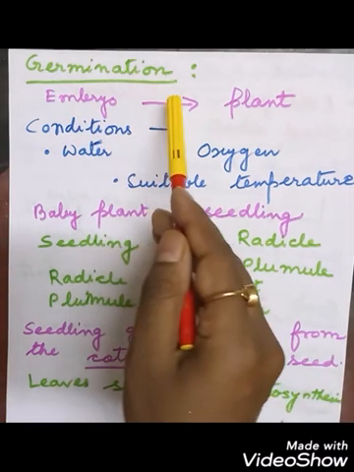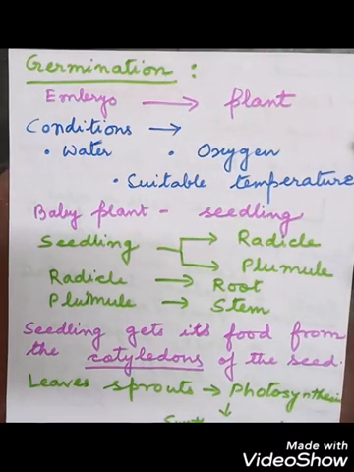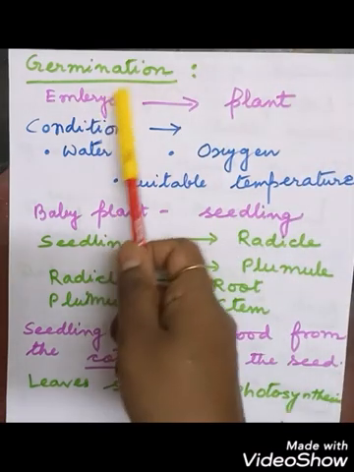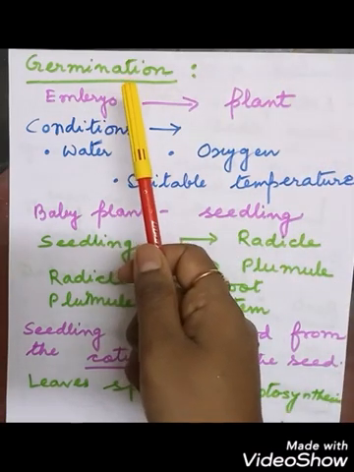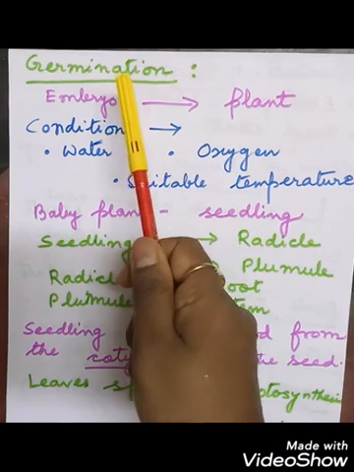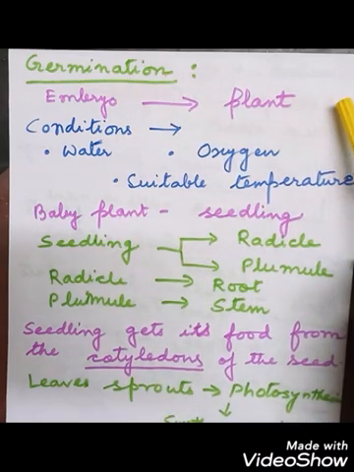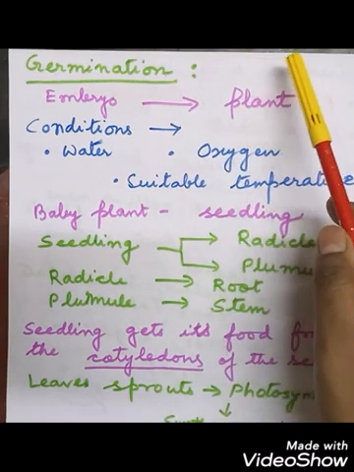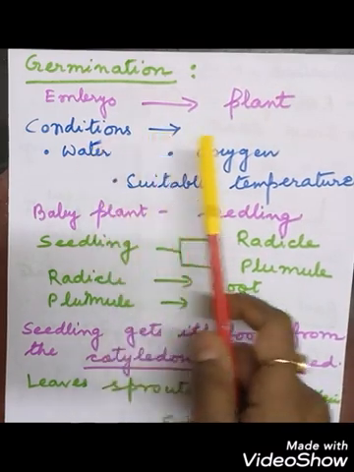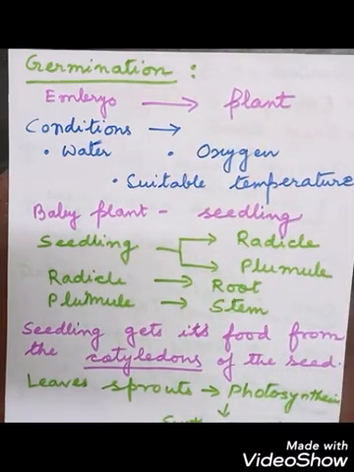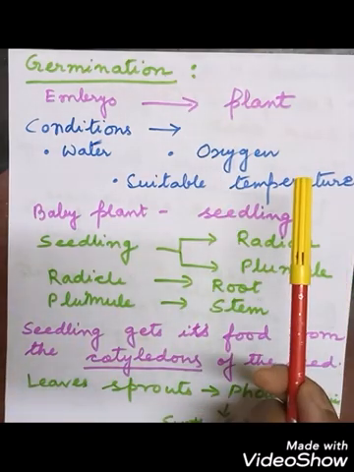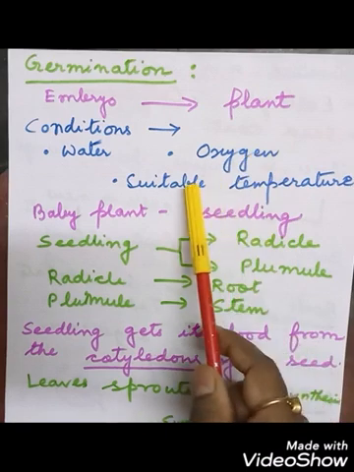Here, what happens during germination is that the embryo present inside the seed will develop into a new plant. I told you that one of the parts of the seed is the embryo, which is located inside the seed, and from the embryo the new plant will come out. That process is called germination, and it requires three conditions: water, oxygen and suitable temperature.